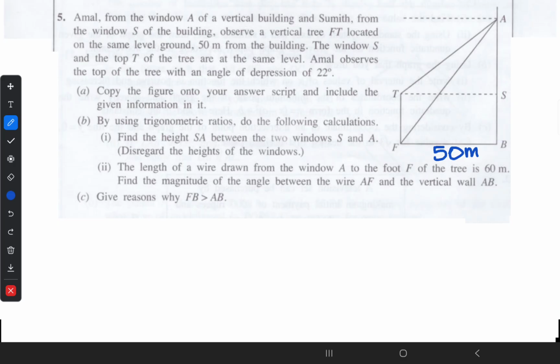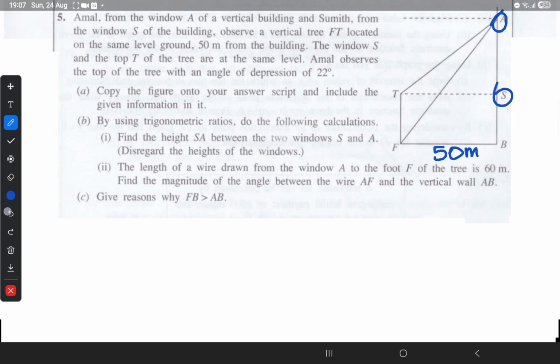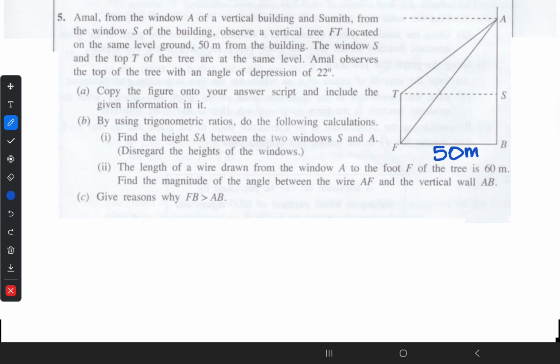AB was a building, Amal is here, Sumit is here, and thereafter FT, that is located on the same horizontal ground, and that was a vertical tree. And window S and the top of the tree are at the same level. Window S, that means Sumit, and the top of the tree are both at the same level.